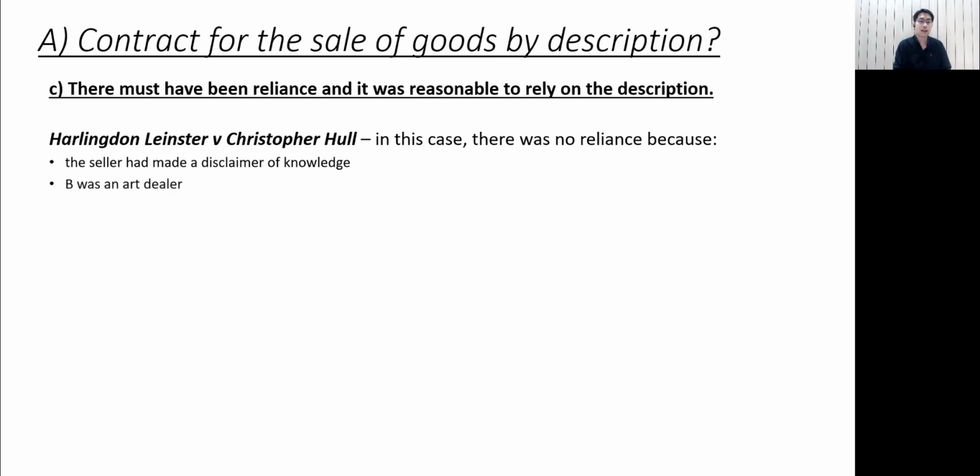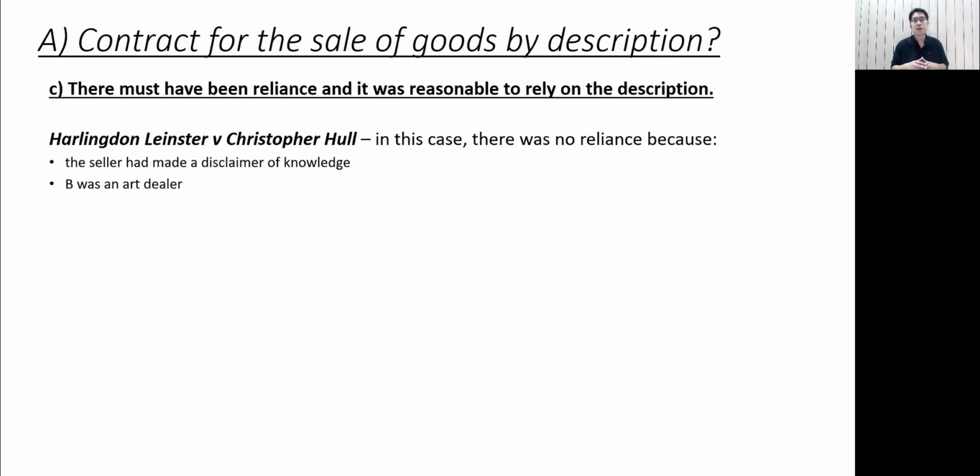Not only that, right, the buyer was an art dealer. This, I think, is to some extent a core fundamental difference between what you see in your exam question and the case of Harlington that students must be able to identify. Because clearly, the status of the buyer makes a lot of difference. In the case of Harlington, the court found that the buyer was an art dealer, in fact, he specialized in buying such types of paintings. So he should know better.